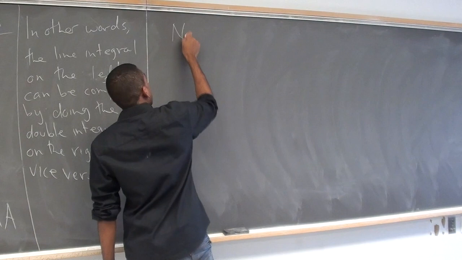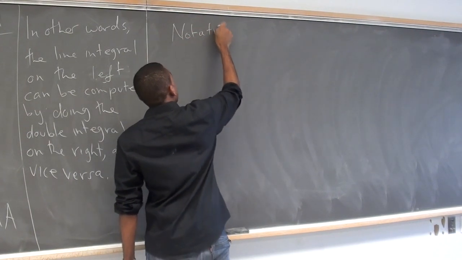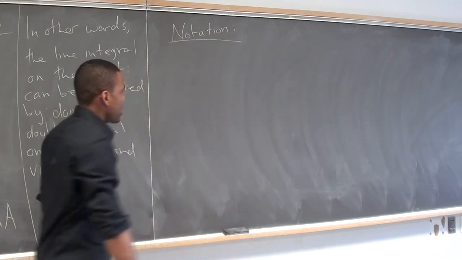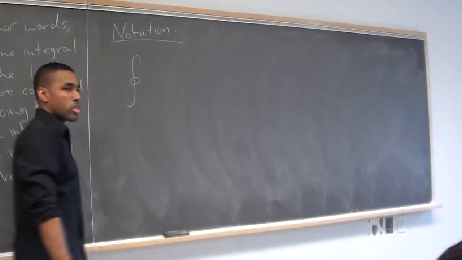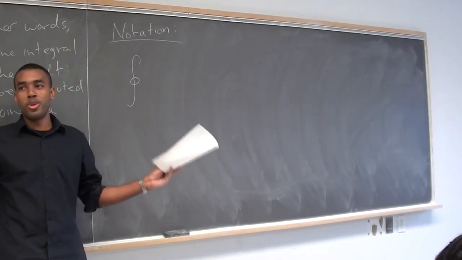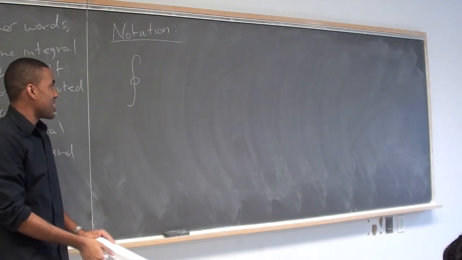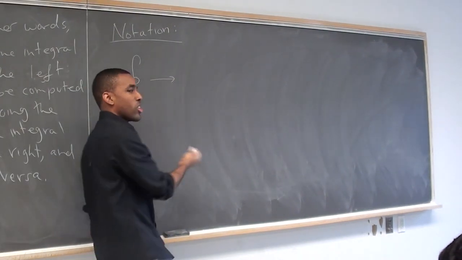Now, a note on notation. You might look in some other textbooks and you might see this notation, an integral with a circle around it, right? It's not a new form of integration. It literally just means we're integrating around a closed curve.